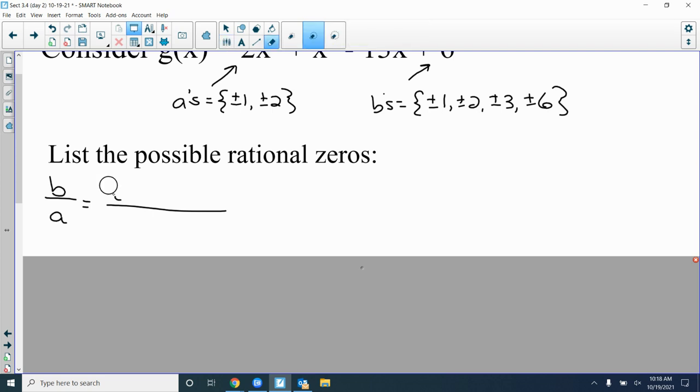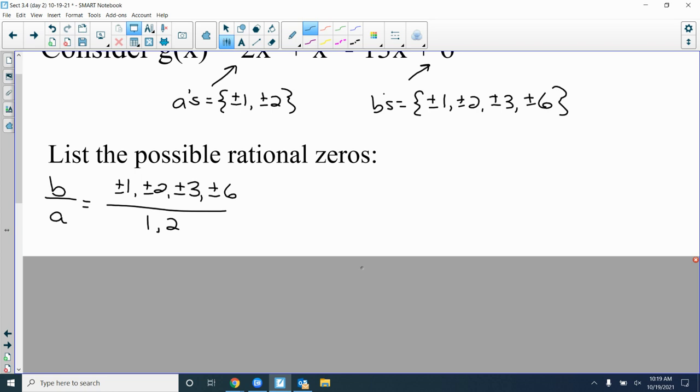I don't need those braces. I'm just going to list them. 1, and I'm going to put the plus or minus with it for now. Now, A's are 1 and 2. Since I already have the plus or minus with the numerator, I don't need to put it down there as well. So technically, you're dividing each of those numbers by 1, and then you're dividing each of those numbers by 2.